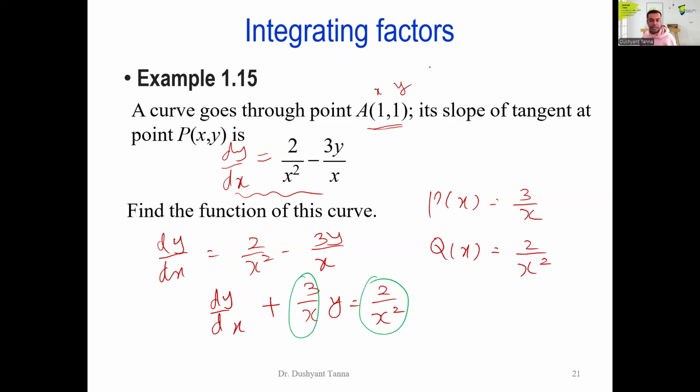The general solution and a particular solution: the general solution with C represents a family of curves. If C is 1, one curve. If C is equal to 2, another curve. C is equal to 3, something else. C is equal to 10, something else. But when I replace C with a particular value, it's just one curve. And here the question is asking for that particular curve, not the family of curves.